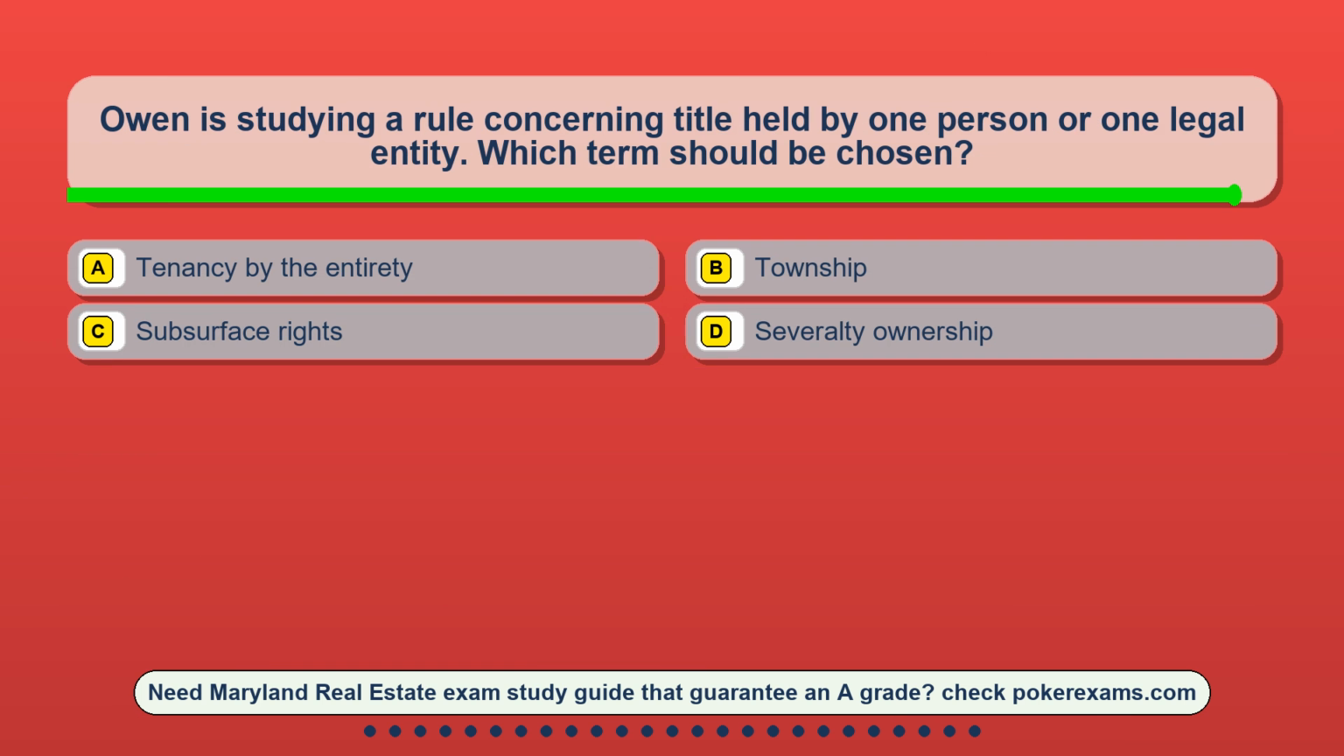Question 11. Owen is studying a rule concerning title held by one person or one legal entity. Which term should be chosen? Option A, tenancy by the entirety. Option B, township. Option C, subsurface rights. Option D, severalty ownership.